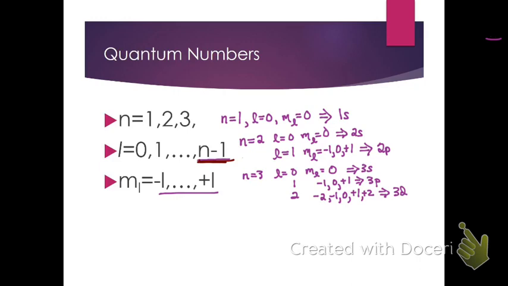And so this limitation, of course, is why we can have a 3d but not a 2d, because the d orbital corresponds to L is equal to 2, and our limitation here is n minus 1. We cannot have a 2d orbital because the maximum value of L for the 2d orbital is equal to 1. We can't have L equal to 2.